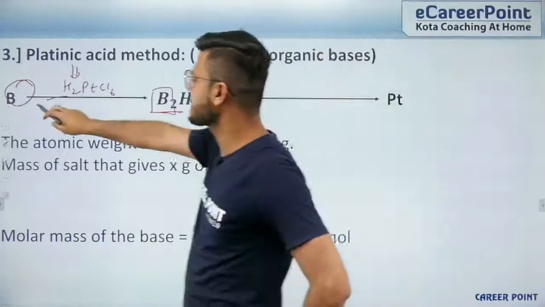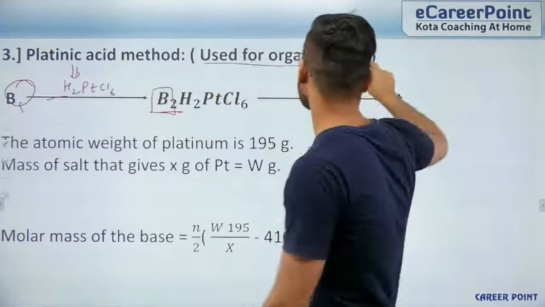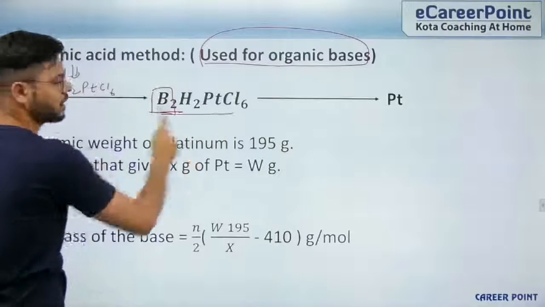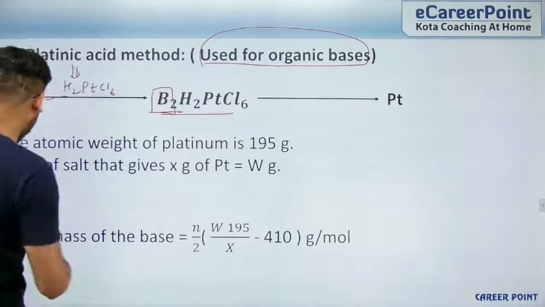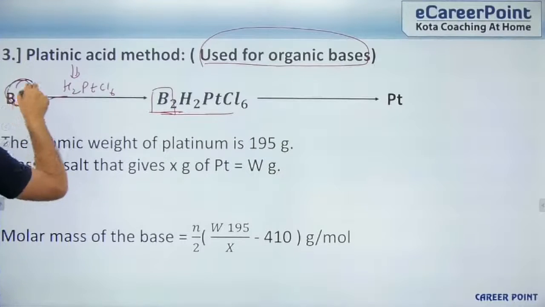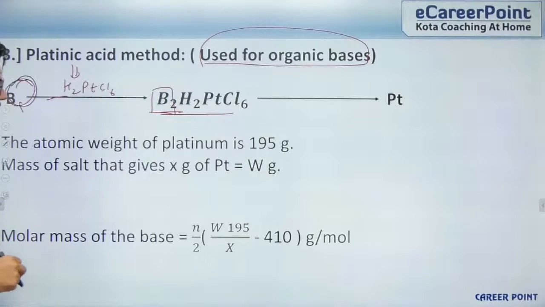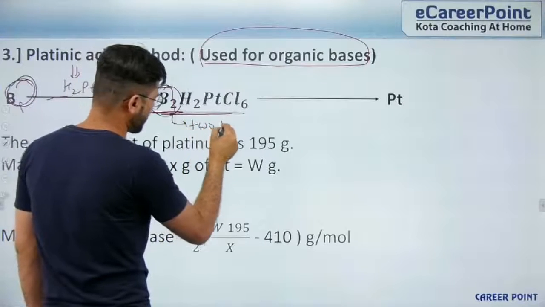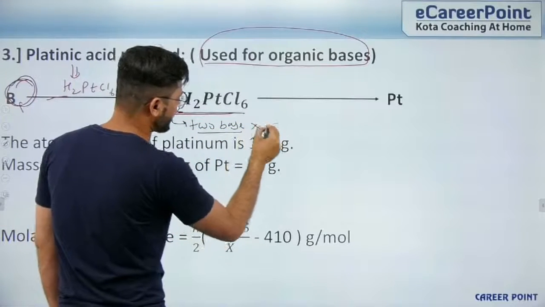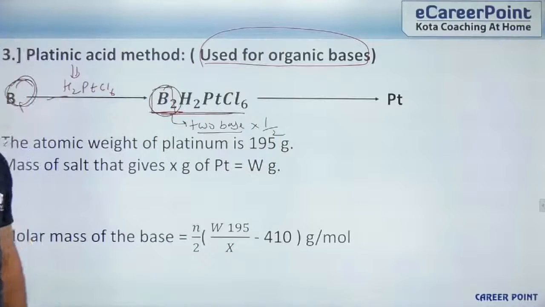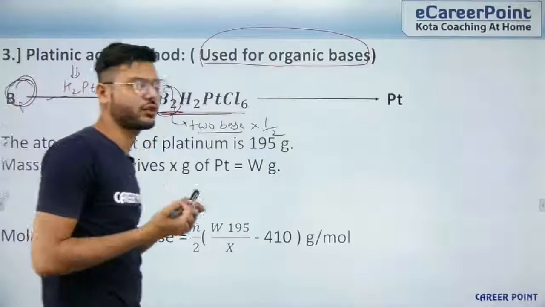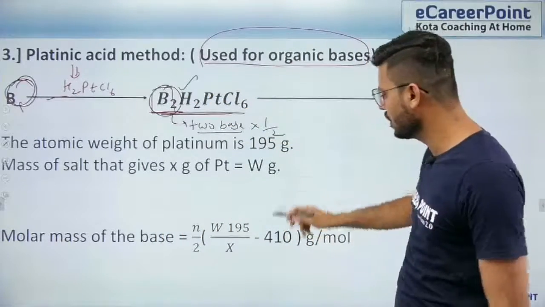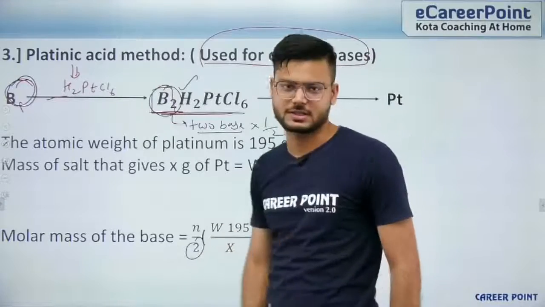So we have B, which means base. The platinic acid method is used for organic bases. We have two bases in this molecular formula. So when we need to calculate the atomic weight, we need to calculate the molecular weight of this organic base. In this salt we have two bases. So I need to divide by 2 for one base weight. When I want to calculate the weight of one organic base, the salt contains two bases, so for one I need to divide by 2. That's why we have this factor divided by 2 in this case.